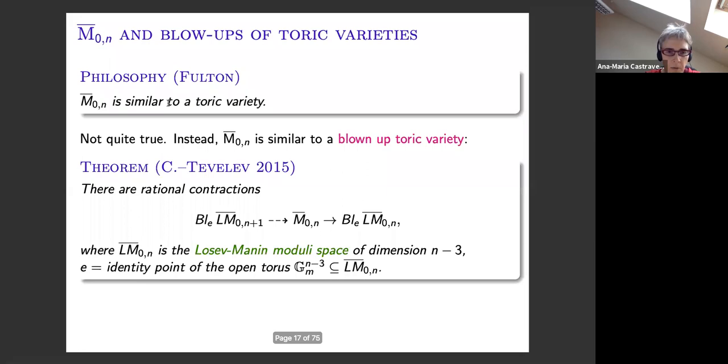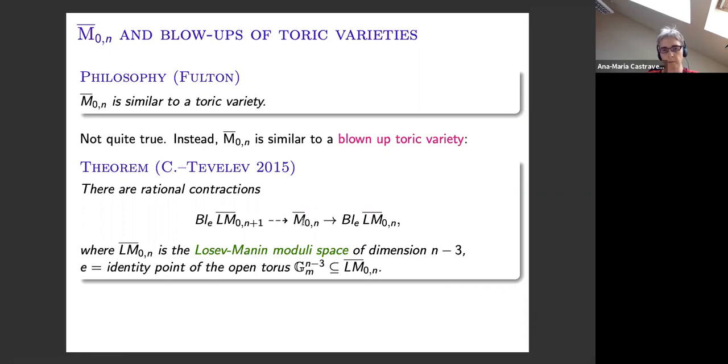So M0,n bar is similar to a blow up of a toric variety. In which sense? So this is a result with Zhenya that you can squeeze M0,n bar, using rational contractions, between a blow up of a toric variety, the Losev-Manin moduli space. Yeah, so it's the same toric variety, just here it's the same dimension as M0,n.